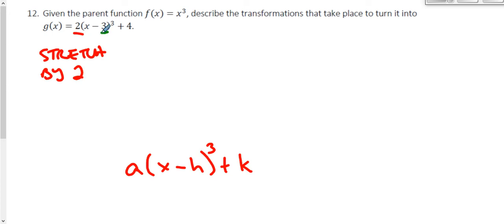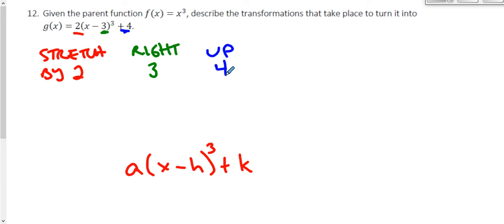Up next, I have a minus 3 inside my parentheses. Now, the minus is supposed to be there. So when I see that minus, I'm going to be moving to the right. If I had a plus sign in there, I would be moving to the left. So the minus 3 moves me to the right 3 spaces. Last but not least, I have this plus 4 at the end. That's my k value. That's going to be moving us up or down. And since it's positive, we're going to be moving up 4. So that takes my graph of f of x equals x cubed. It moves it to the right 3, up 4, and then it stretches it out twice as tall.